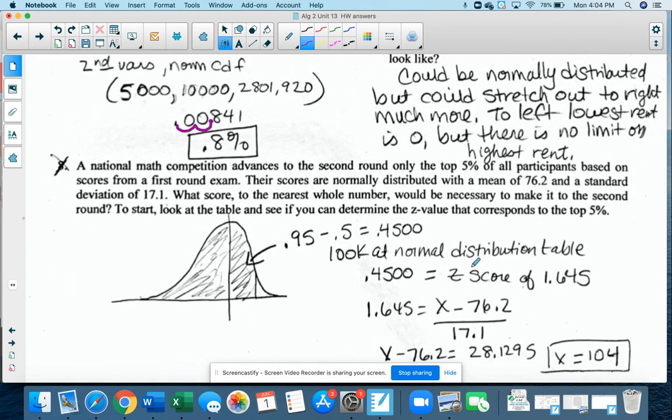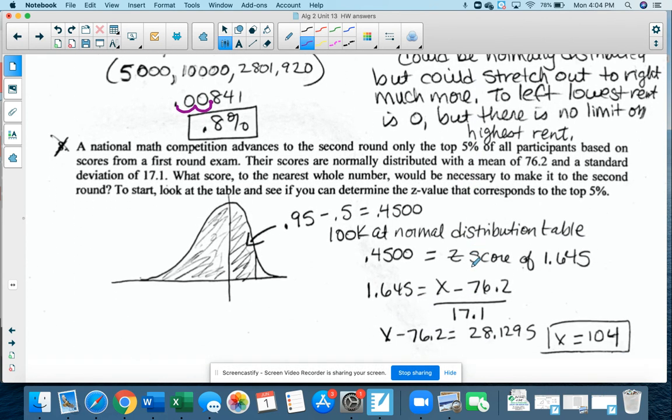Okay, and I said that you did not have to do 8, so you can stop the video right now if you didn't do it. If you did do it, I have a math competition that advances to the second round only the top 5% of all participants based on the scores from a first round exam. Their scores are normally distributed, so it's important that it says that, with a mean of 76.2 and a standard deviation of 17.1. What score to the nearest whole number would be necessary to make it to the second round?